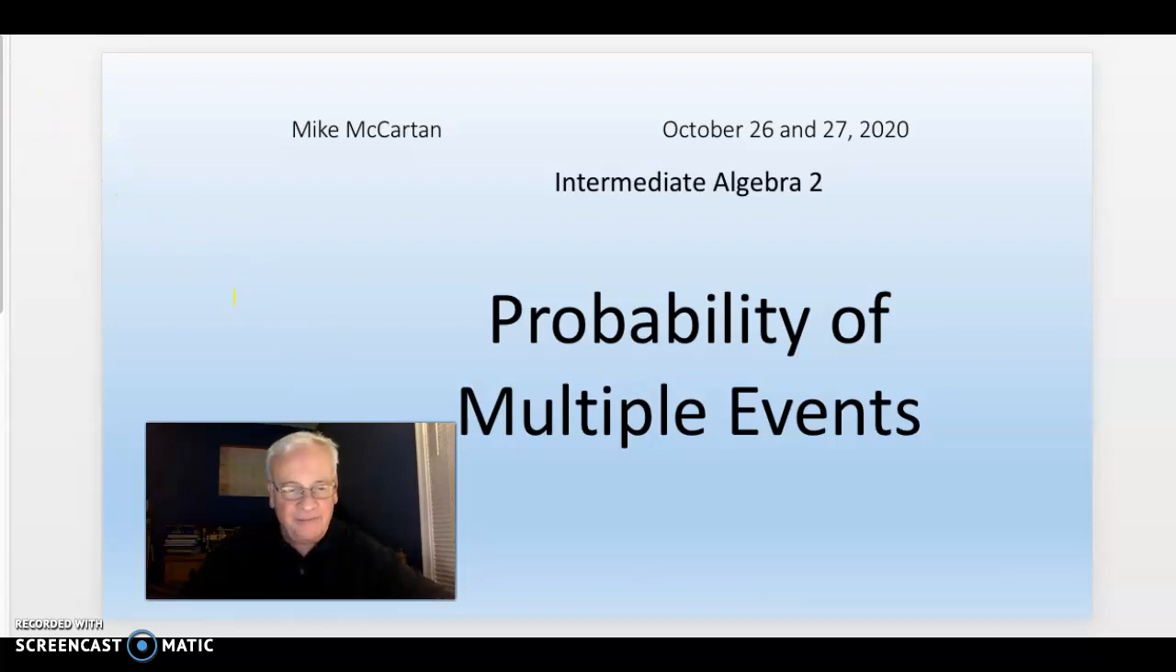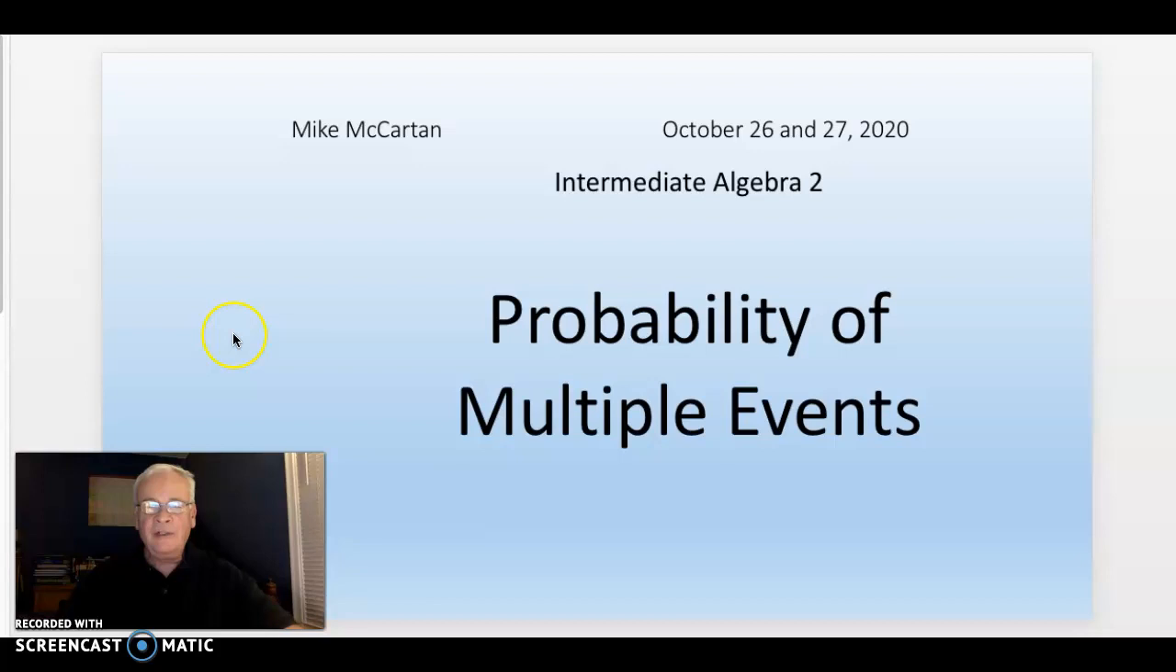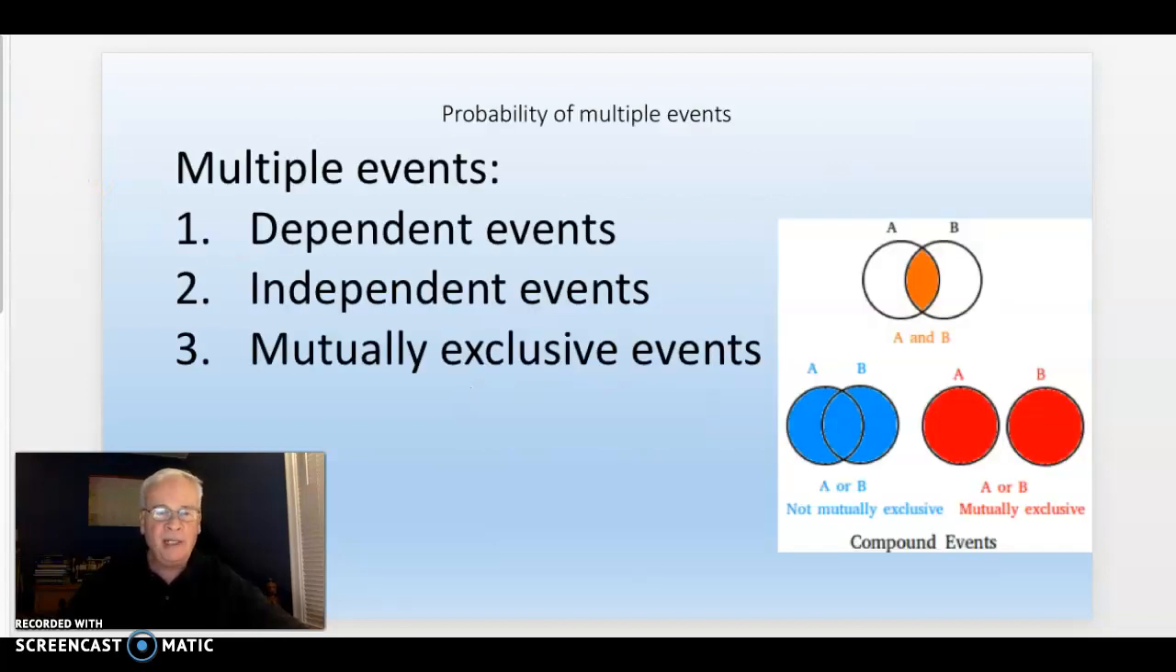Okay, hello everyone. In this video, we're going to look at the probability of multiple events, like two things or three things happening. Okay? What's the probability that two things happen? All right, there's three kinds of multiple events we're going to look at: dependent events, independent events, and mutually exclusive events. Okay? You might remember these. These are called Venn diagrams. All right?